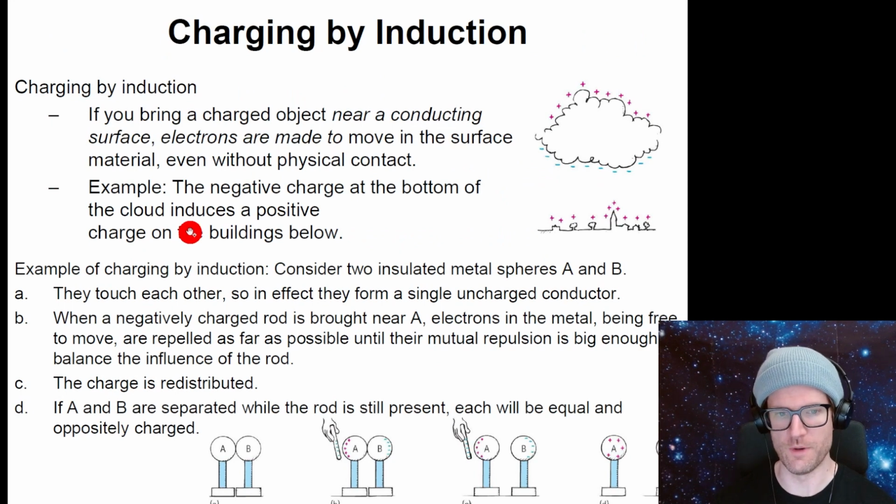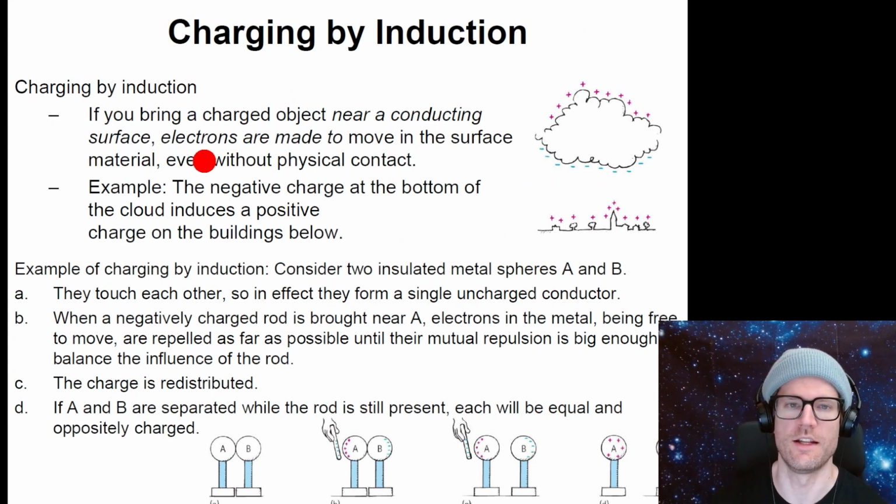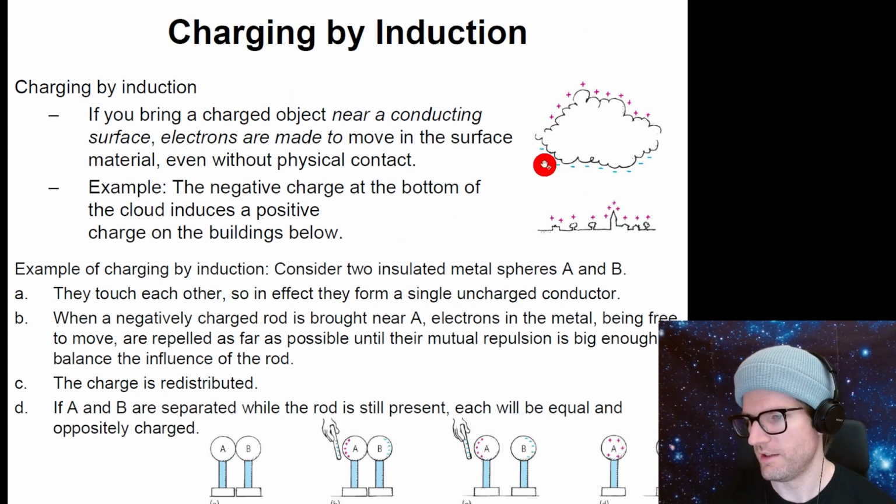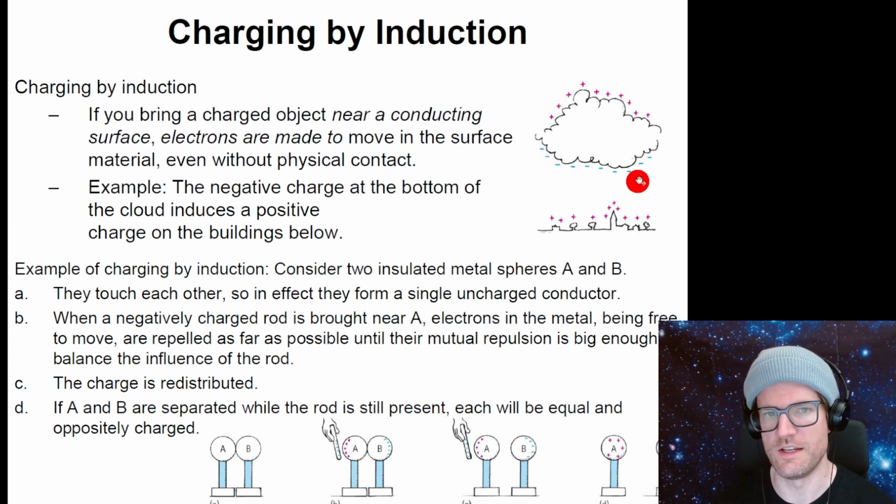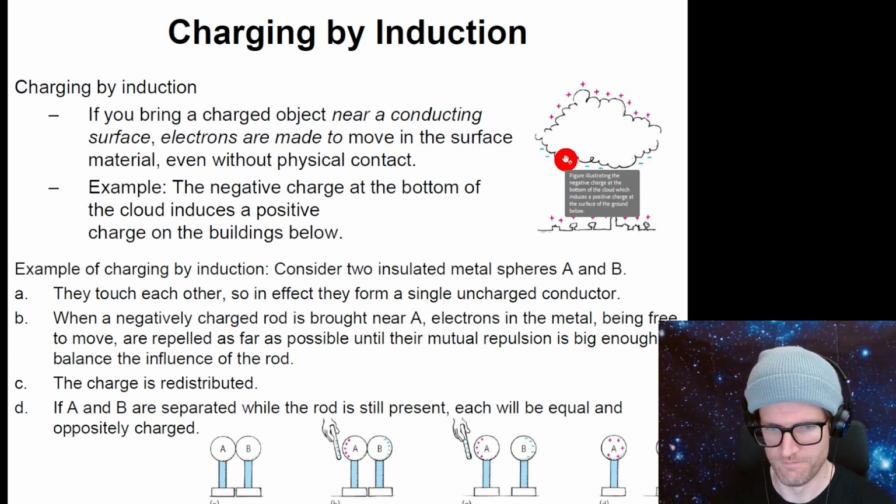Okay, we can also charge by induction. This is if you have a charged object and you bring it near a surface that can conduct electrons. So if we look at the bottom, if we have a storm cloud here, if negative charge gets built up on the bottom of the cloud and positive charge gets built up on the top of the cloud, then the ground, because it's close to the negative charge, will build up a net positive charge. So it's an induced positive charge due to the closeness of these negative charges in the cloud.